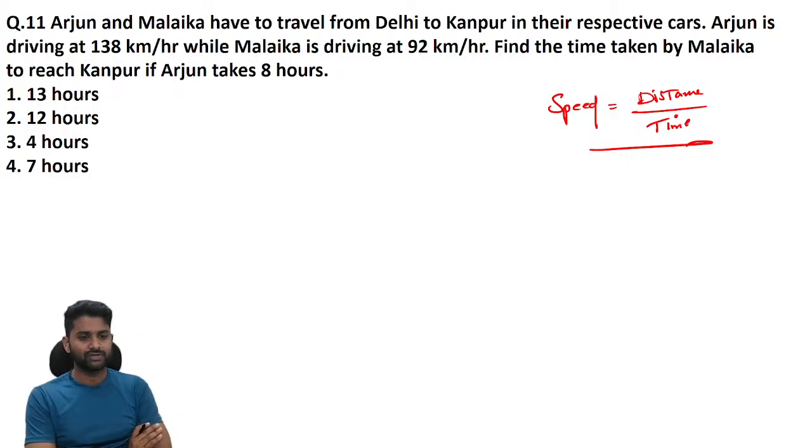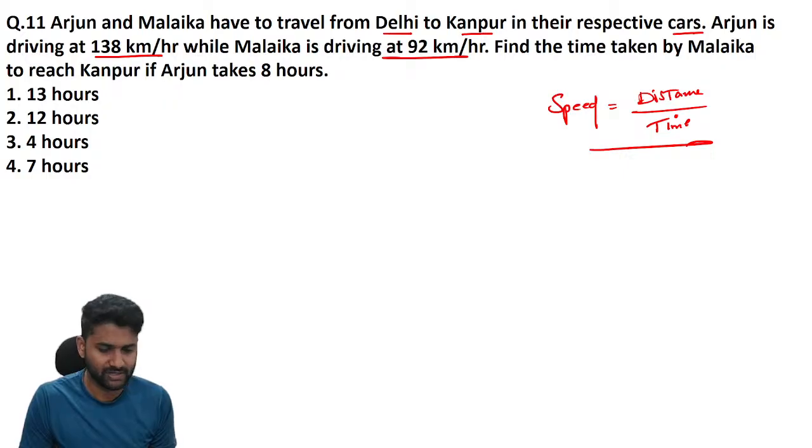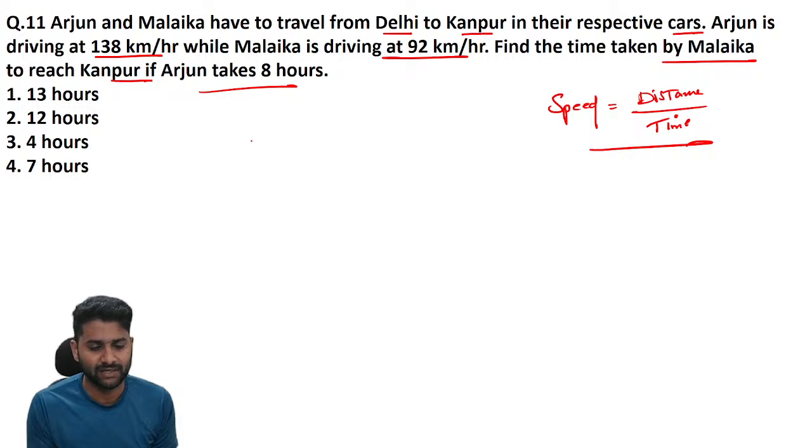Another question. Arjun and Malika have traveled from Delhi to Kanpur in their respective cars. They are traveling in the same direction, Delhi to Kanpur. Arjun's driving speed is 138 km per hour while Malika's is 92 km per hour. We know the respective speeds. Find the time taken by Malika to reach Kanpur if Arjun takes 8 hours.